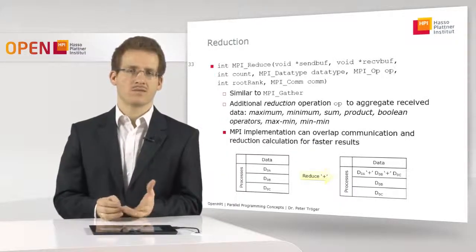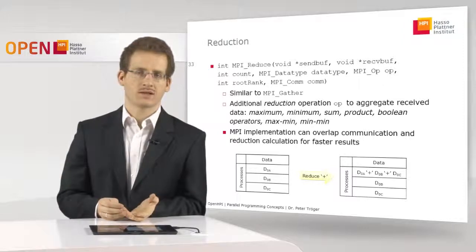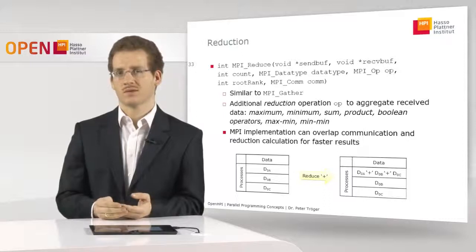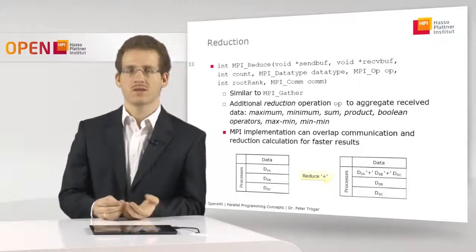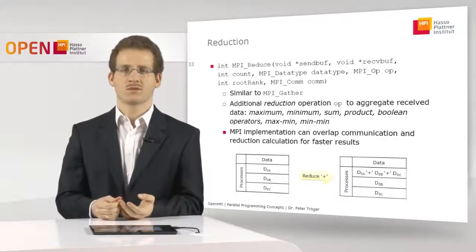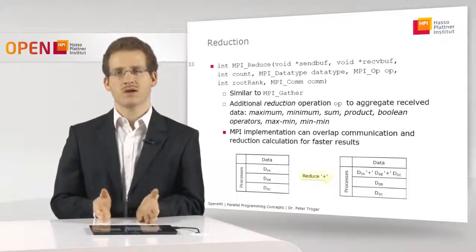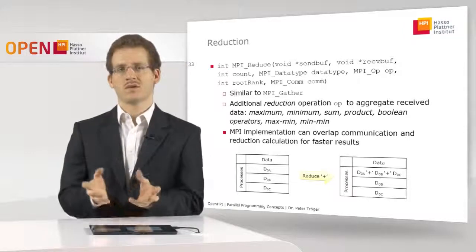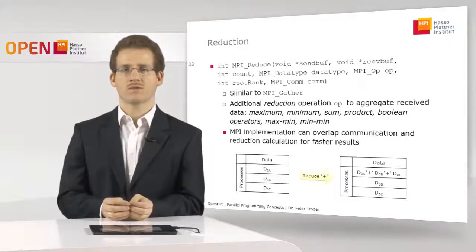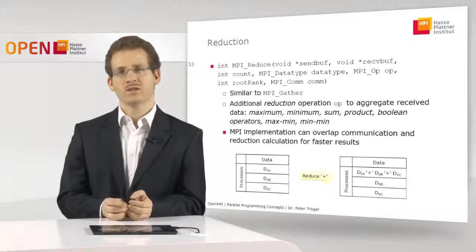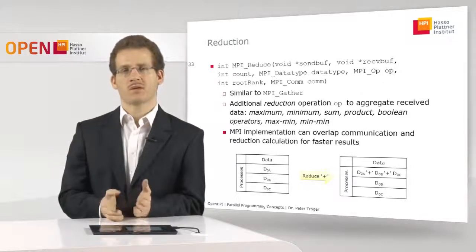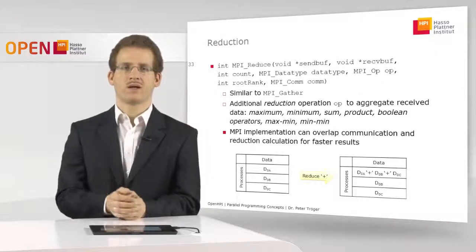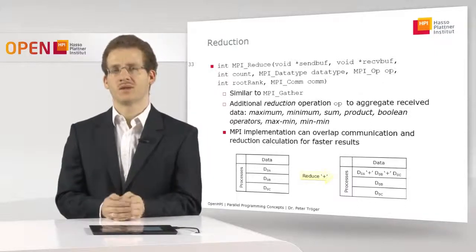A specialized version of gathering data is reduction. This is something that is not only available in MPI, but also, for example, in OpenMP as a primitive. The idea of reduction is to have a gather operation combined with some kind of aggregation. So you gather different results, different data items from other ranks, and while you're doing this, you also perform an aggregation operation on this data. For example, summing them up, multiplying them, or determining a minimum value.